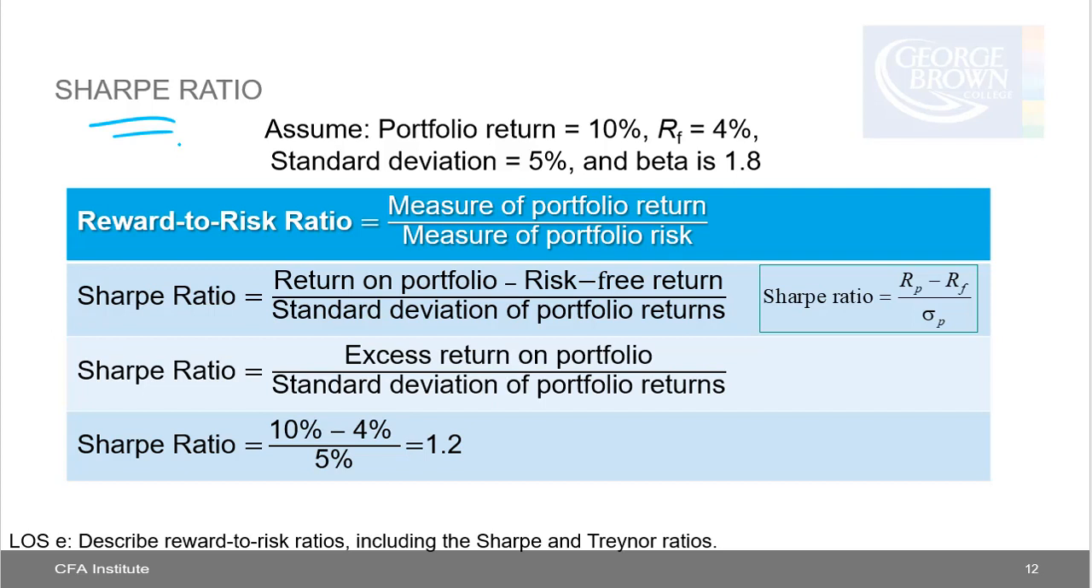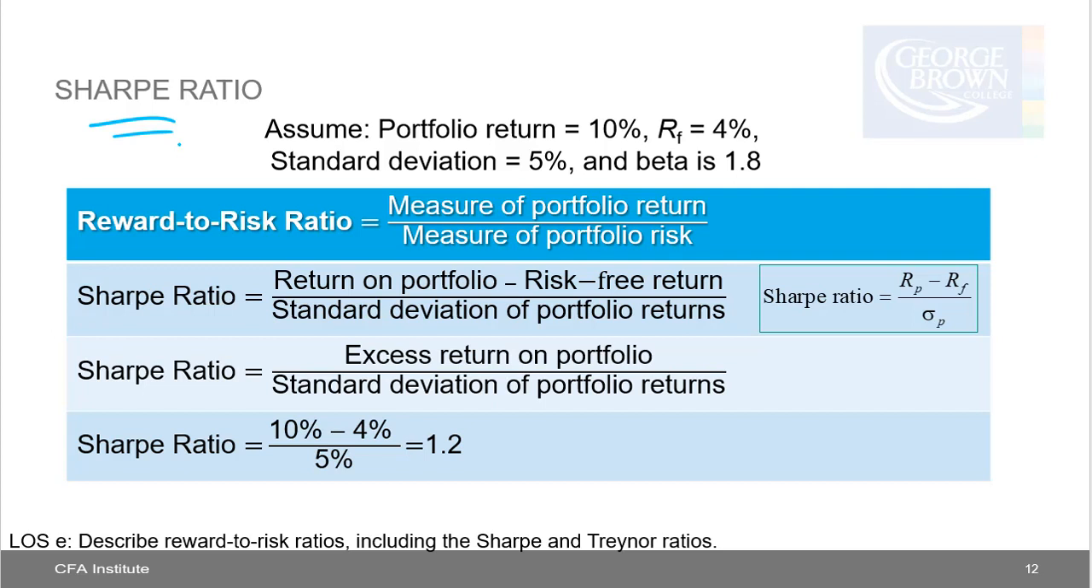So here we're looking at an example where the portfolio return is 10%. The risk-free rate is 4%. The standard deviation of the portfolio is 5%. We're going to see later on the beta is 1.8. We're not using that to calculate the Sharpe ratio. We're going to use that to calculate the Treynor ratio, but this is the portfolio. Okay. So to calculate the Sharpe ratio, it's the portfolio return of 10% minus the 4% risk-free rate, divided by the 5%, and we get a Sharpe ratio of 1.2.